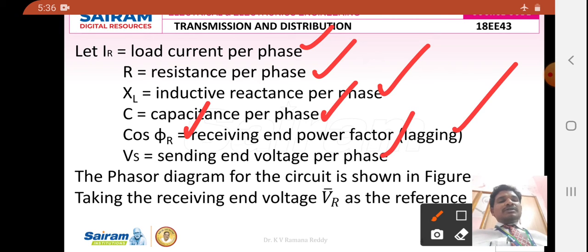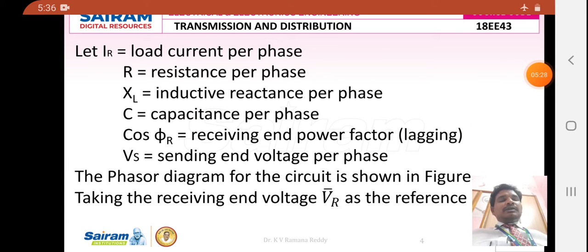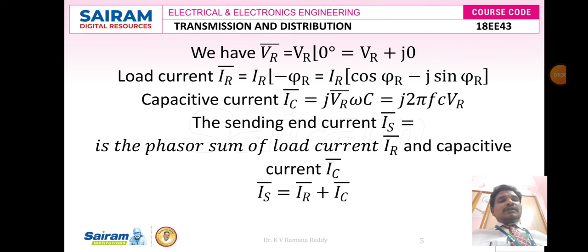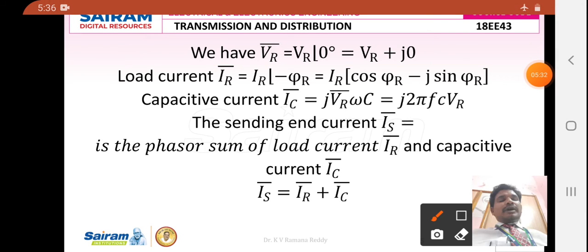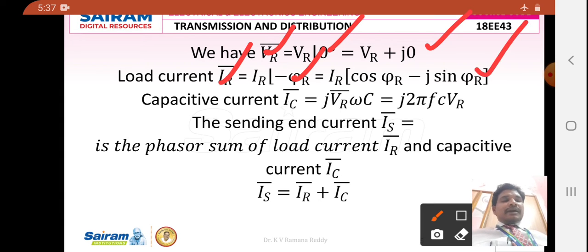From the phasor diagram we saw just now, I am going to take VR bar, the receiving end voltage, as the reference voltage. The vector component of VR bar is VR at an angle of 0 degrees in polar form. In rectangular form, it is VR plus j0. Similarly, the load current IR bar, that is IR at an angle of minus phi R, we can write as IR of cos phi R minus j sin phi R.